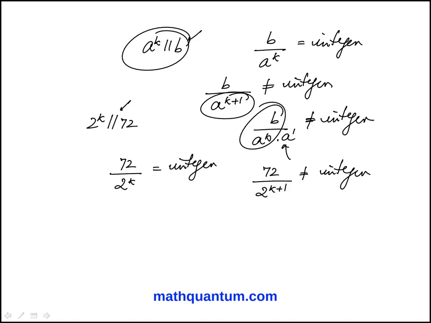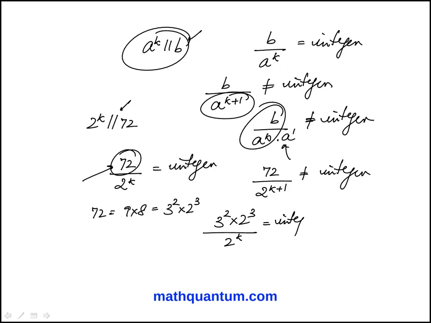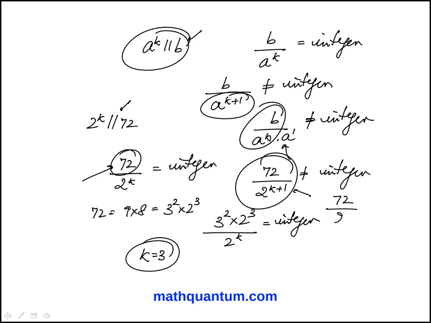So here, I'm going to do the prime factorization of 72, which is 9 times 8, which is 3 squared times 2 to the cube. So essentially 3 squared times 2 to the 3 over 2 to the k is an integer. And so k here is 3, so that would be an integer. And this would be 72 over 2 to the power of 4, which is not going to be an integer because there's only 3 2's.